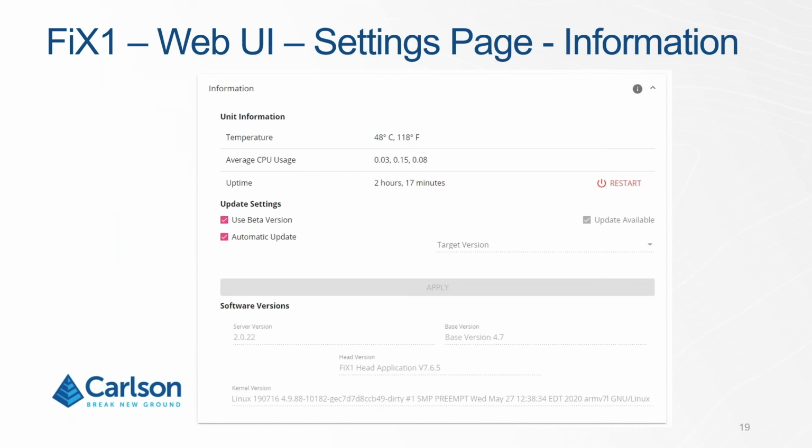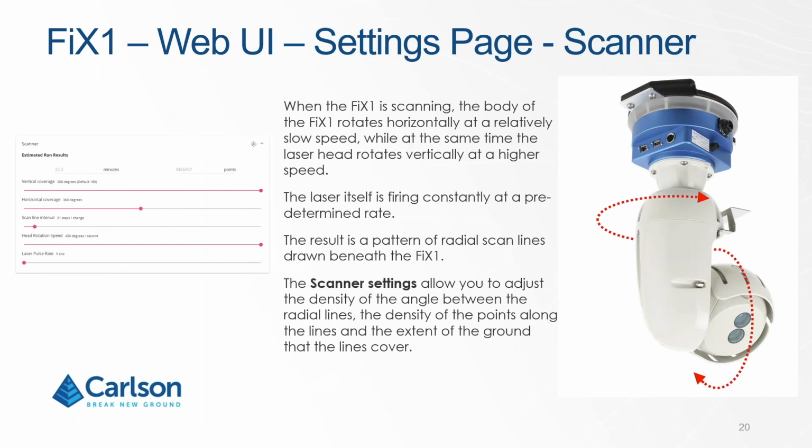The next setting is the information page. This generally just tells you some information about the unit. Important to note that temperature is the internal CPU temperature, so it's not the external temperature. Obviously, that'd be a very hot place. It gives you some information about the CPU, what versions you're using, and what type of updates and such. So typically, you're not going to go into this screen at all.